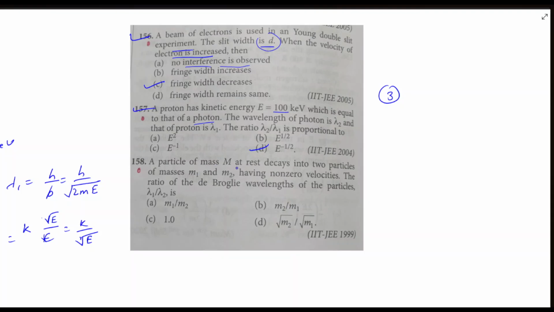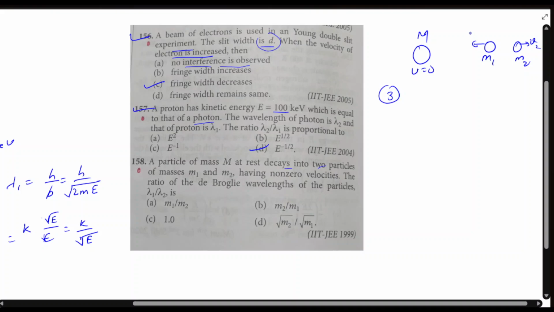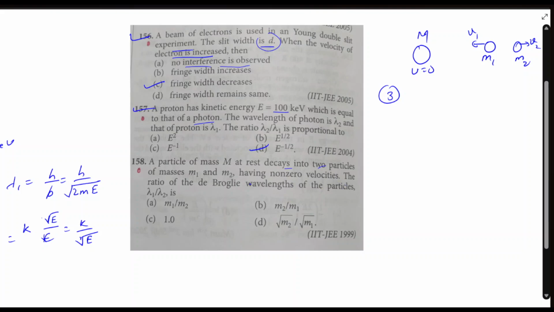So we have a particle of mass m that decays into two particles, m1 and m2. The particle is at rest, so u is 0, and then it decays. This is m1, this is m2. Let's say m2 is going like this with v2, and m1 is going like this. Having non-zero velocities, find the ratio of the de Broglie wavelengths.